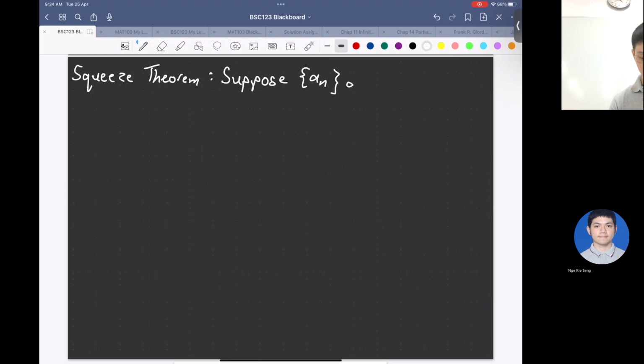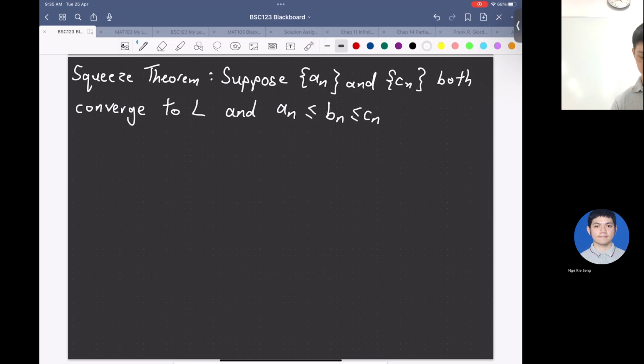Suppose you have two convergent sequences, both converging to the same number. Let's call it L. And you have another sequence squished between a_n and c_n for all n. Then you can find the limit of the middle sequence, which is also L. So this is the squeeze theorem.